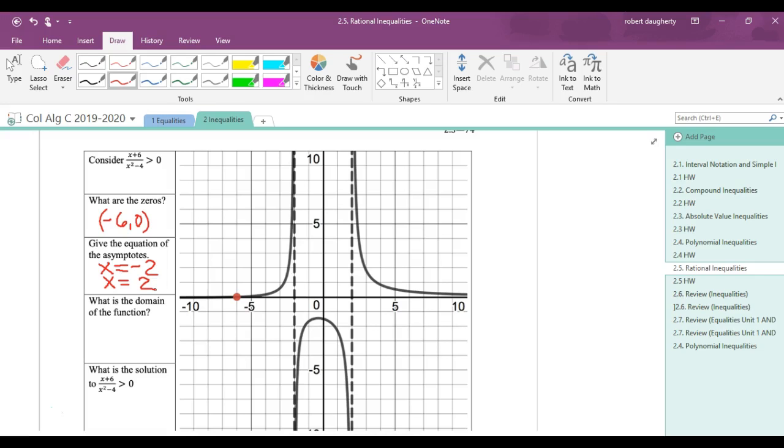Okay, so that's these two dotted lines that you have here. So those are lines over which my graph will never cross. My graph is undefined at those points.